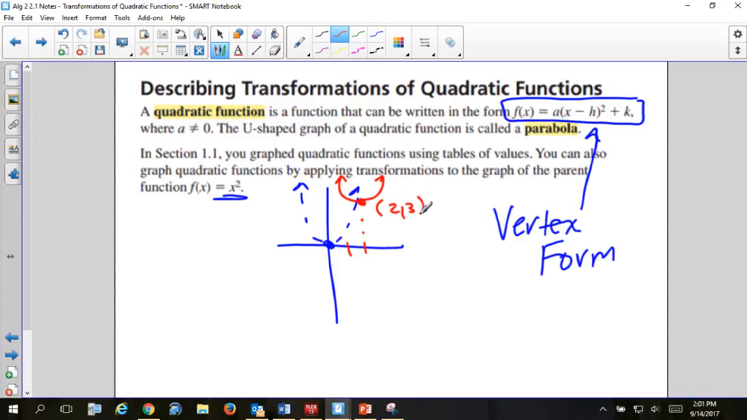Like if that was my translation, then that's where my vertex would be. And you would get that translation from what's in with the x and what's outside. That would be your horizontal and vertical transformation. So that's called vertex form because it helps you find the vertex quickly. But we'll talk more about that later. Today we're just going to graph.